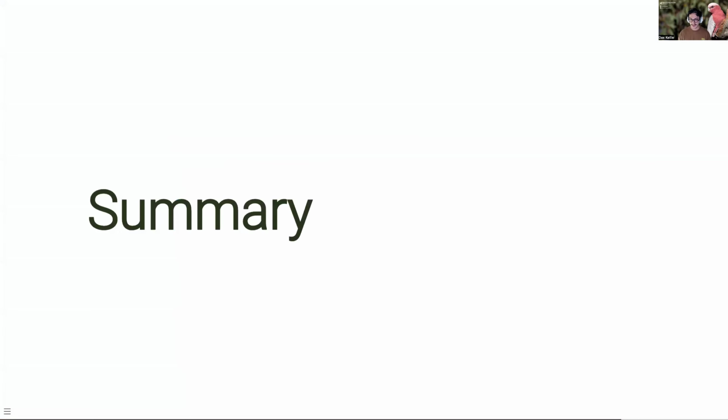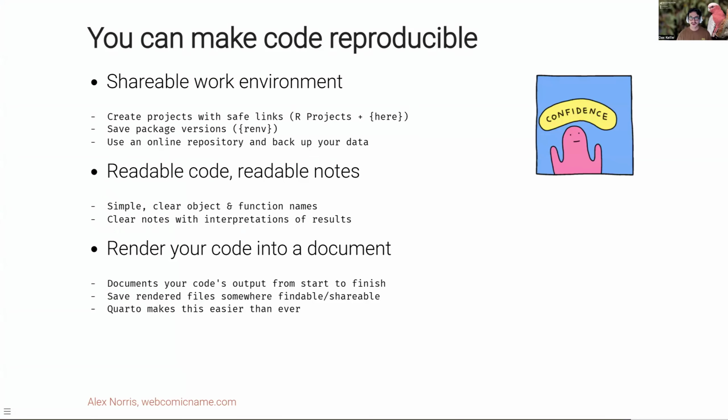So in summary, you can make your code reproducible if you do these things. Very importantly, making a shareable work environment will define whether your script is reproducible. But I also think it's important to make your code readable. It's more likely that people will catch issues if they can actually understand your code. And similarly, if you render your code into a document, you can share it more easily, which I think will help people actually build on that knowledge. And it can also help you bug fix it later on as well.